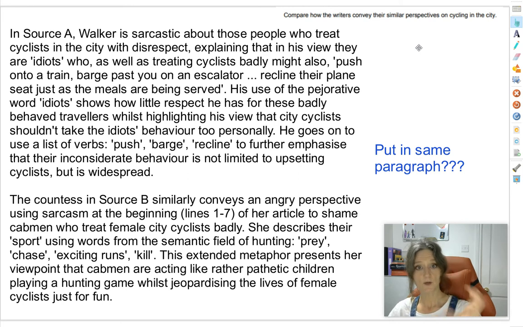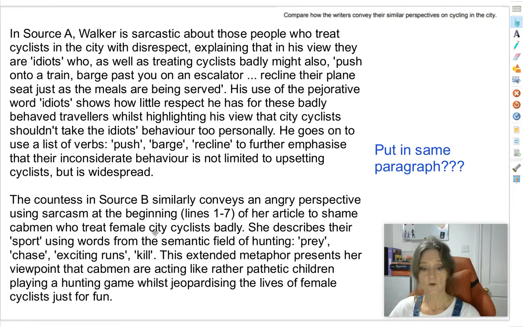And now I'm going to do my comparison. So I've done a whole big paragraph on source A and I'm going to compare to source B. The Countess in source B similarly conveys an angry perspective using sarcasm at the beginning in lines 1 to 7. There's my evidence of her article to shame cabmen who treat female city cyclists badly.